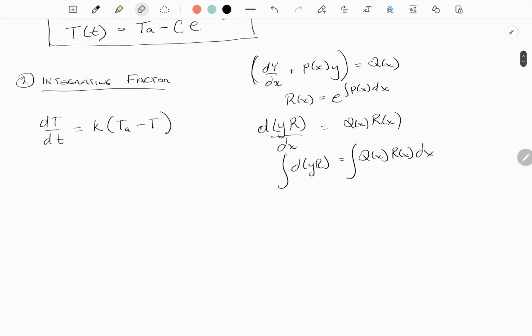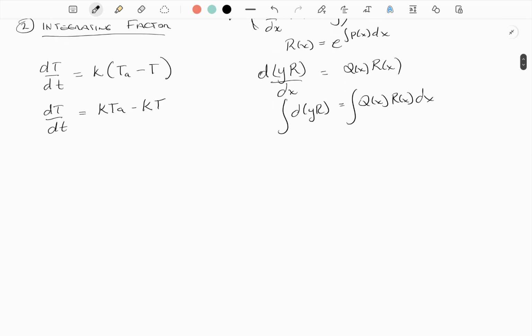Now, to do this in this form, first off, we have to put it in this form. So let's take our equation here and put it in that form. We have d temperature by d time is equal to k TA minus k times the temperature. And so we're going to take this kT and bring it over to the left-hand side. Okay, so we've done that.